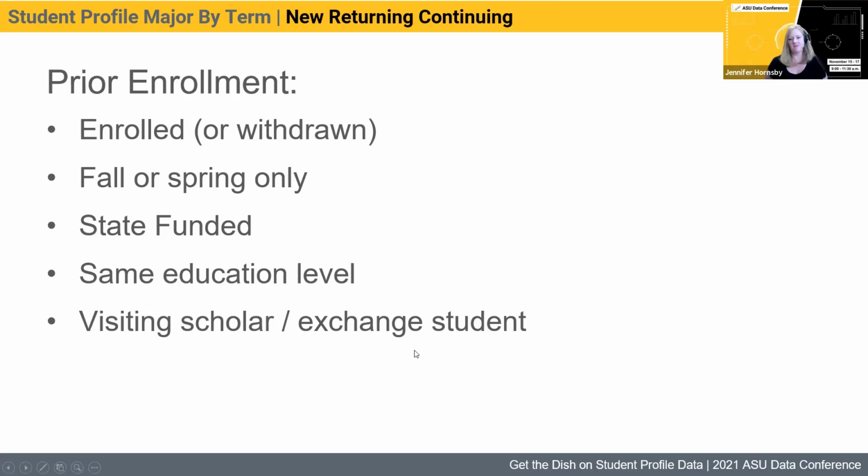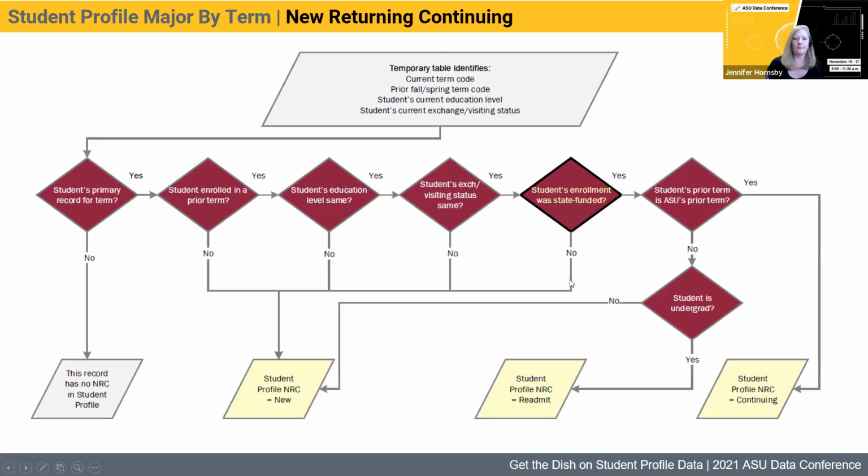We also remove visiting scholars and exchange students from the logic for new, returning, and continuing, only because in some instances, visiting scholars have returned as a student who intends to get a degree from ASU, and so we've built that into the logic as well.